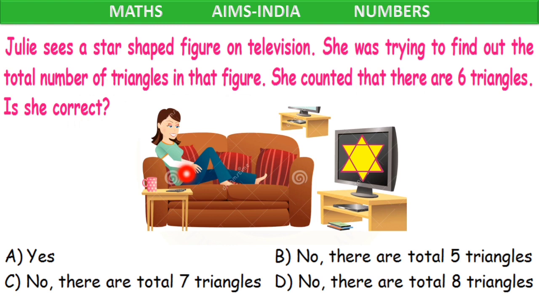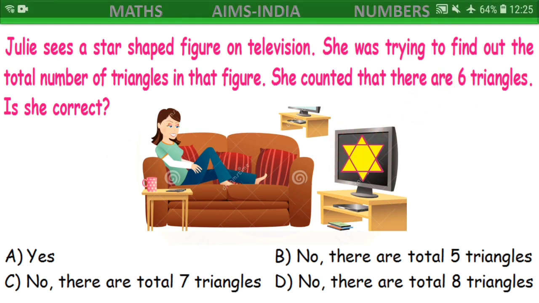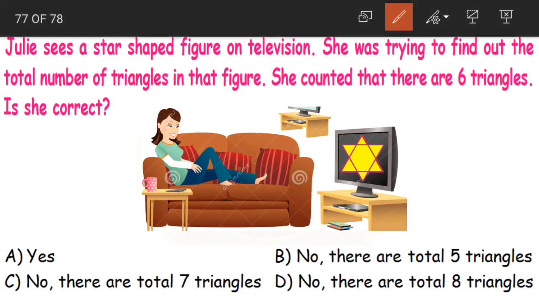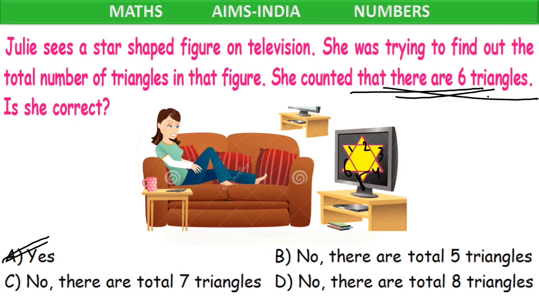See, what are they saying? Can you see the star on the television screen over there? Can you see it? Yes. So now what are they saying? Julie counted the number of triangles in it and she got the answer that there are 6 triangles. Now we need to find out whether it is true or not. Let us start counting. 1, 2, 3, 4, 5 and 6. How many triangles are there, children? There are 6 triangles. So is she correct? Yes, option A, yes, will be our correct answer.